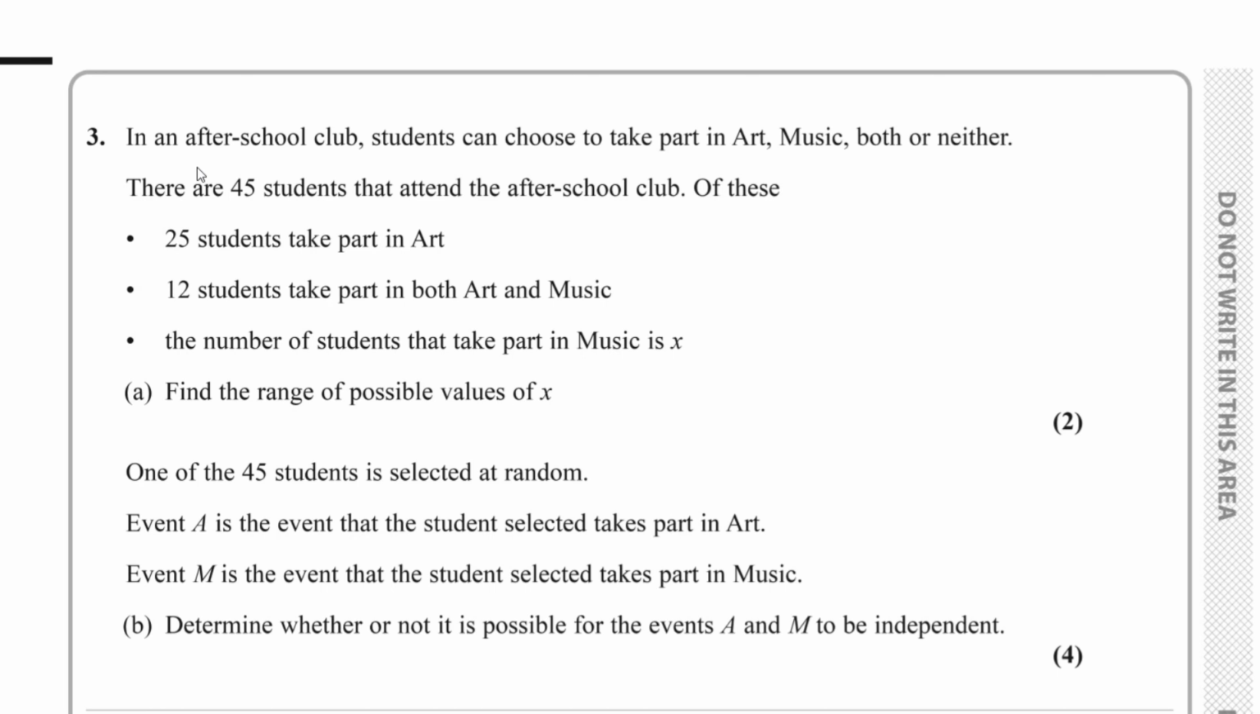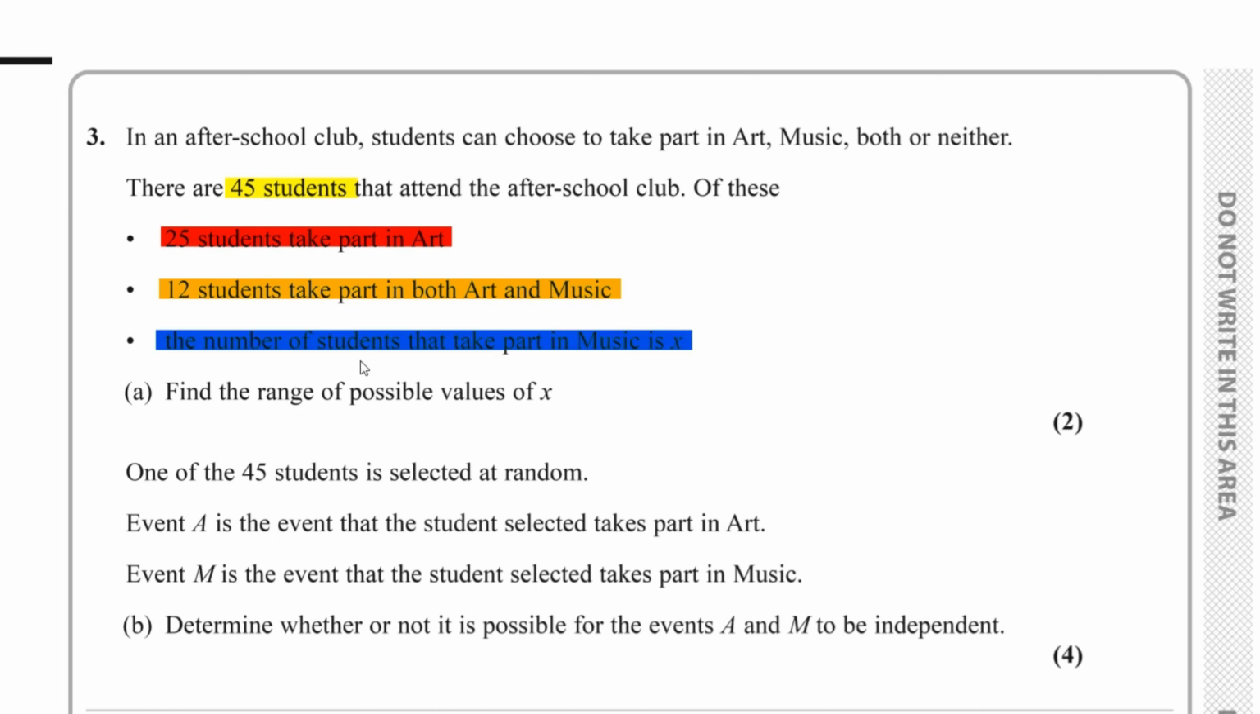Question number 3. In an after-school club, students can choose to take part in art, music, both or neither. There are 45 students that attend the after-school club. Of these, 25 students take part in art, 12 students take part in both art and music. The number of students that take part in music is x. For part A, we have to find the range of possible values of x. So, we have 45 students in total, 25 take part in art, 12 students take part in both art and music, and the number of students that take part in music is x.